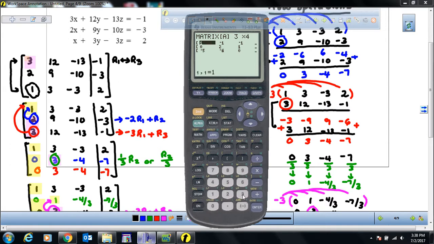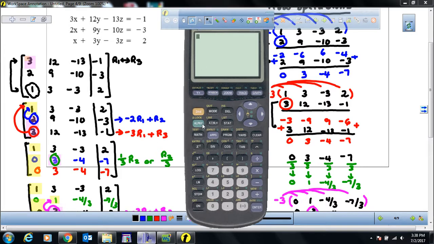And then you're going to put the values, which is 3, 12, negative 13. Then we have a negative 1. And after that, you're going to go to the second row, which is 2, 9, negative 10, negative 3. And then we're going to go to the third row, which is 1, 3, negative 3, and 2. After putting all the values into your matrix, what you have to do next is press second and quit. Quit is right next to the second key, to go to the main screen.